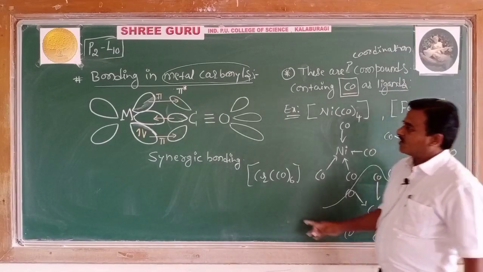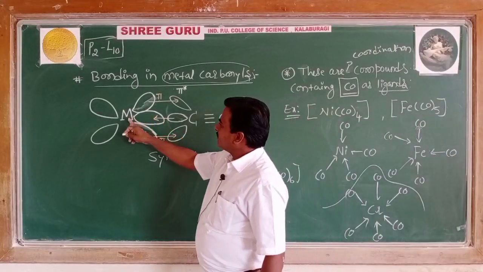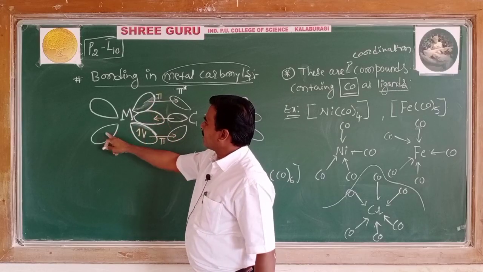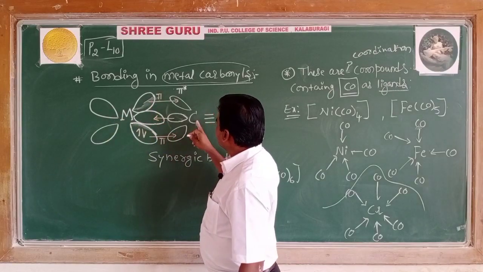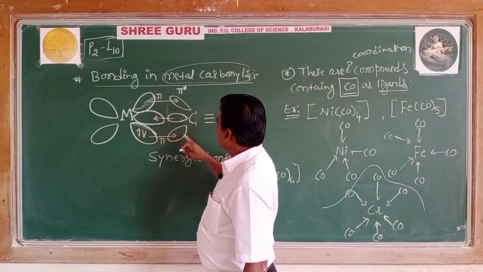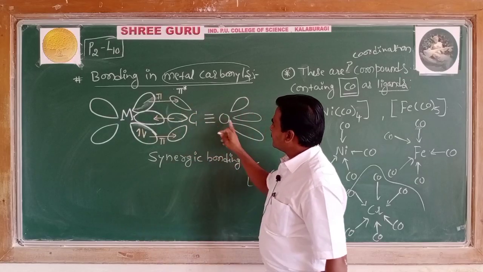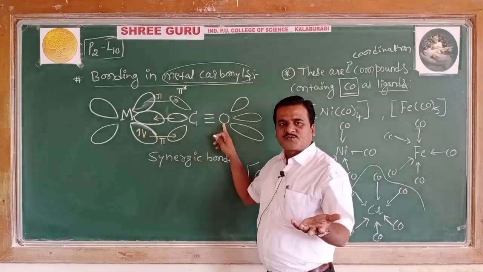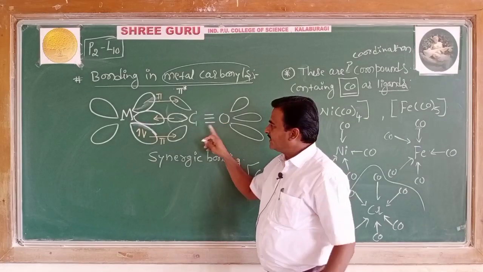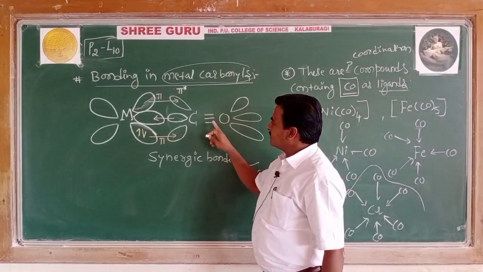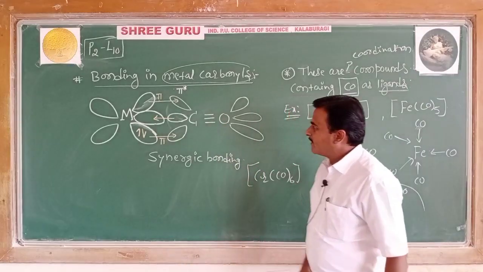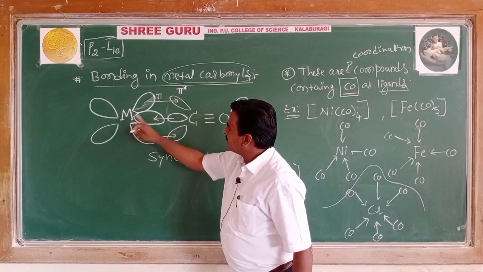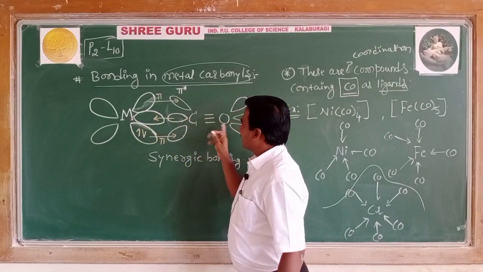Well, here I have shown a metal with 5 d orbitals, and this carbon with its orbitals, which has made a carbon oxygen bonding. We come to know from the chemical bonding of first year that carbon oxygen is triple bonded. Come on, let's see about the metal carbon bond of the carbonyl.